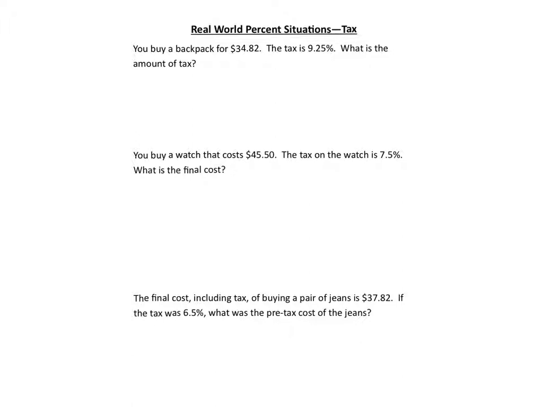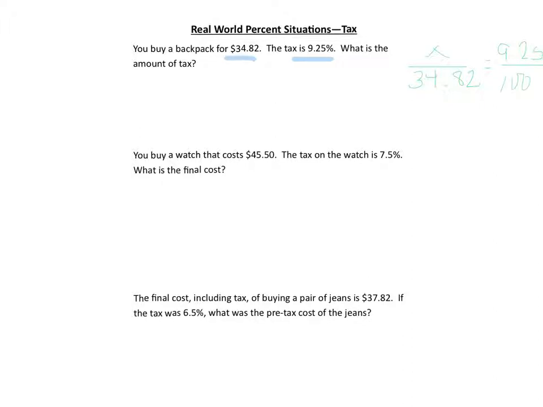You buy a backpack for $34.82. The tax is 9.25%. What's the amount of tax? So we just want to know how much we are paying in tax. If I like the proportion, we know we don't know how much the tax is. $34.82 is the cost of the backpack. The percentage of tax is 9.25 out of 100. Go through and solve it.